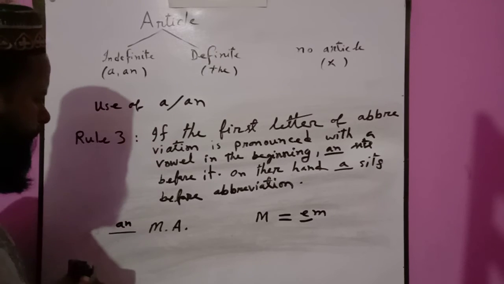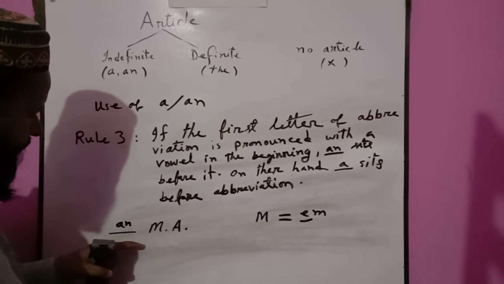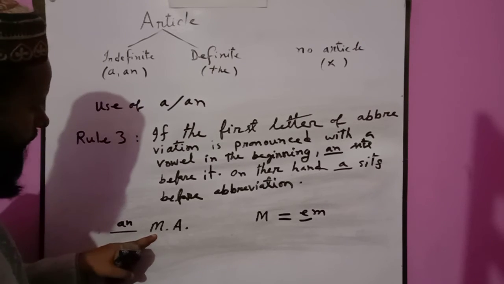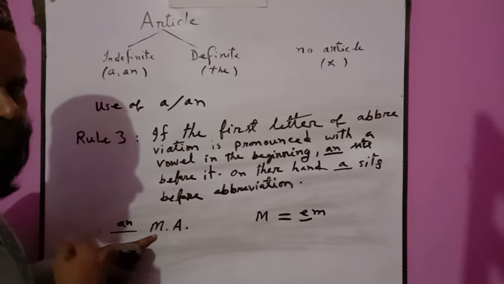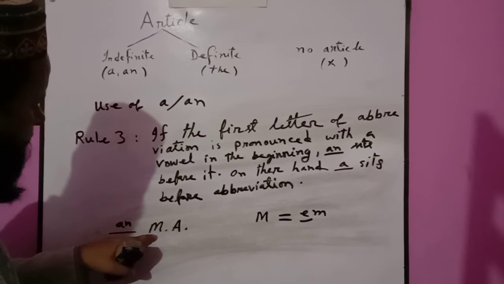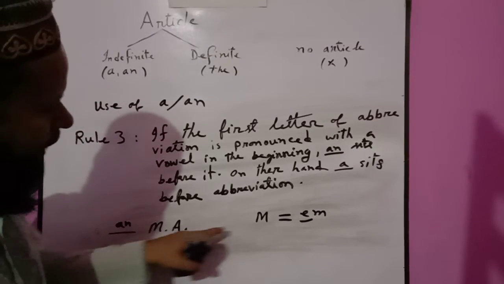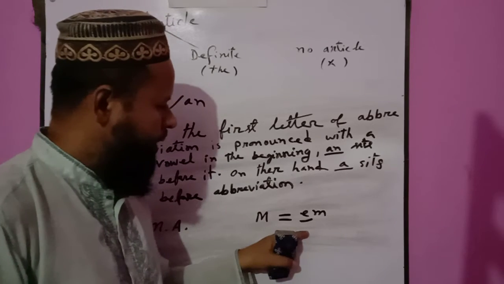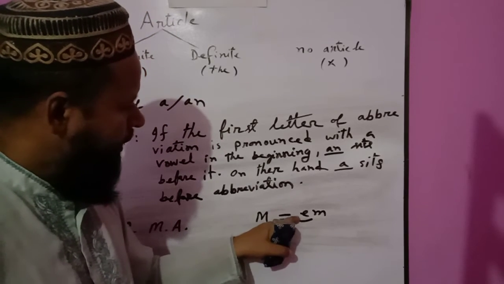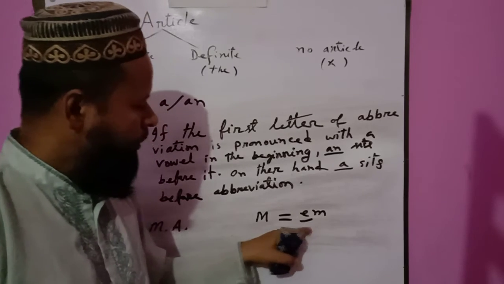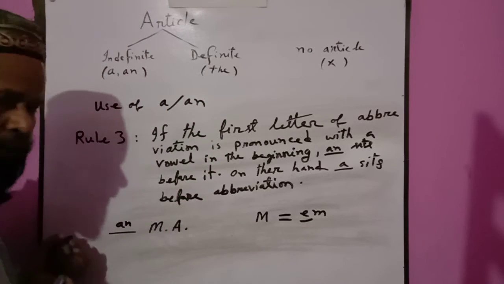For an abbreviation, we only look at the first letter of the abbreviation. What is the first letter and what is its pronunciation? The MA first letter is M. M is pronounced EM. As M is pronounced with a vowel at the beginning, we shall use an before MA.